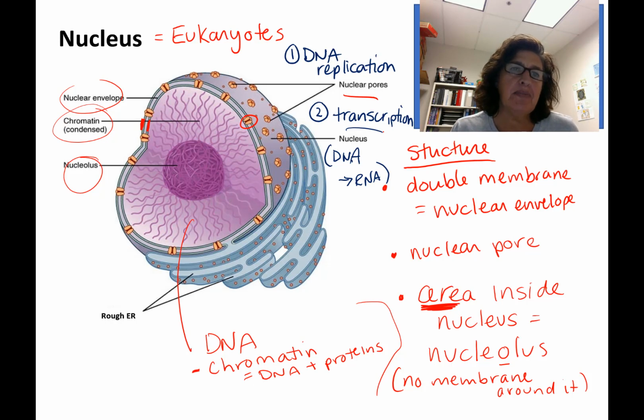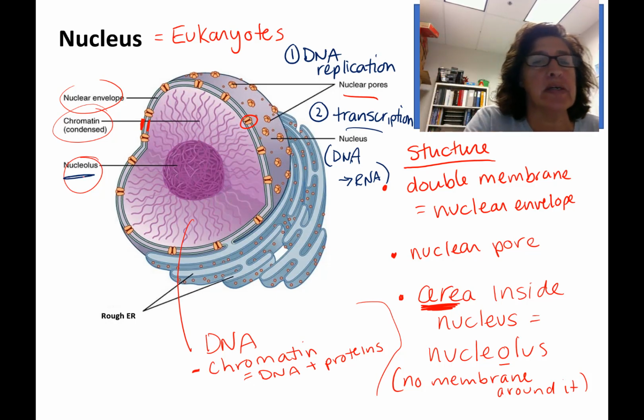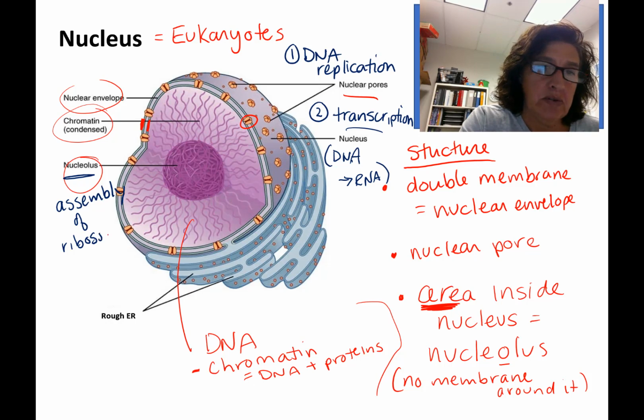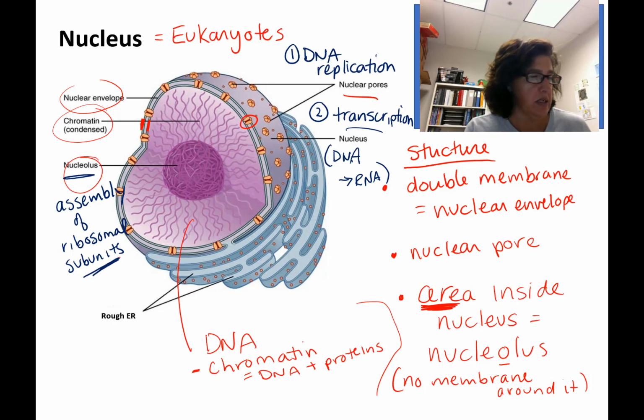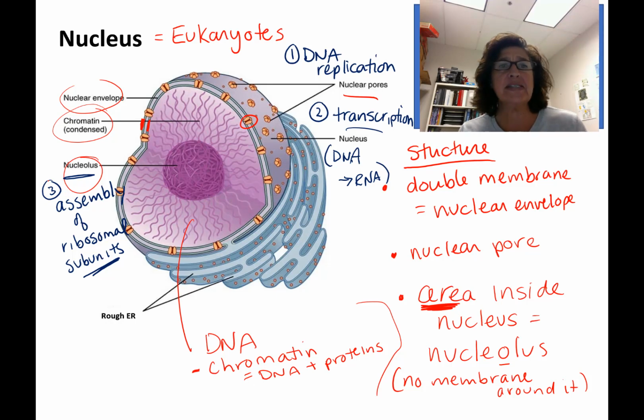And then the other thing that happens in the nucleus, but more specifically in the nucleolus, so in that sub-region area of the nucleus, is the assembly of ribosomal, and we'll talk about ribosomes in just a minute, ribosomal subunits. And subunits is a key word here, and I'll explain that in just a sec. So we have three processes that happen in the nucleus: DNA replication, transcription, the copying of DNA to RNA, and the assembly of ribosomal subunits.